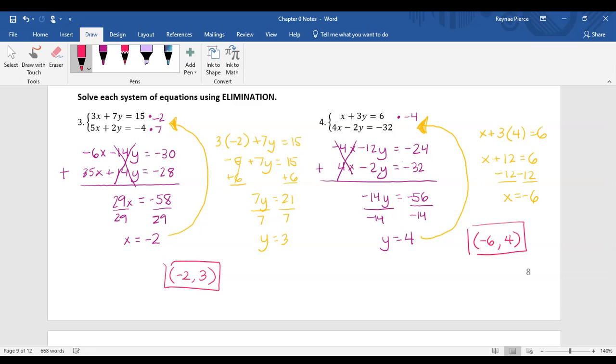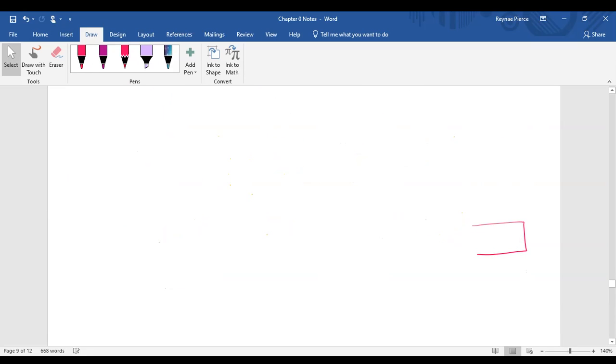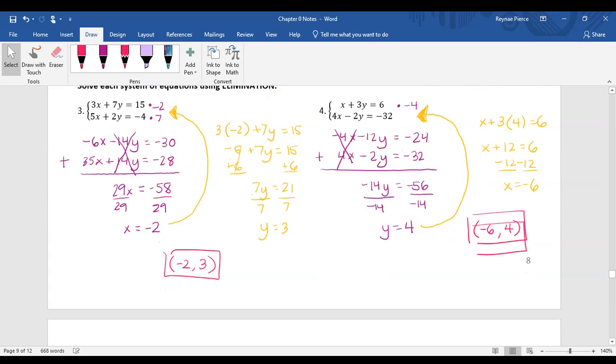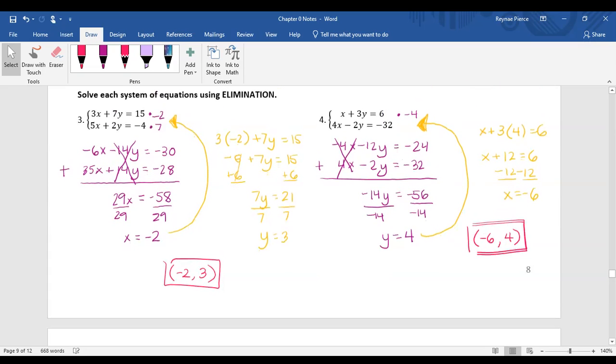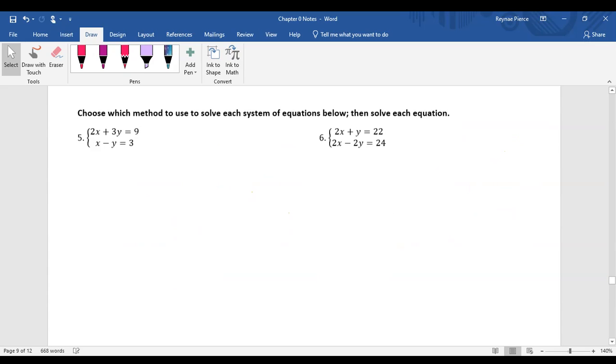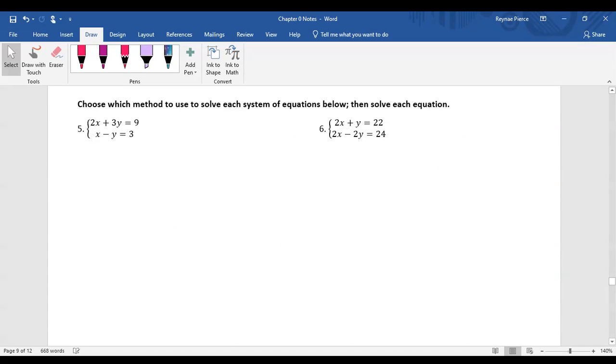Okay, I want you to try. There are 2 examples here. You get to pick substitution or elimination. Okay, it does not matter which. If you want to try one of each to see what you like better, totally fine. But you are going to solve them. And then we will talk about these 2 specifically in class on whatever day we have class.